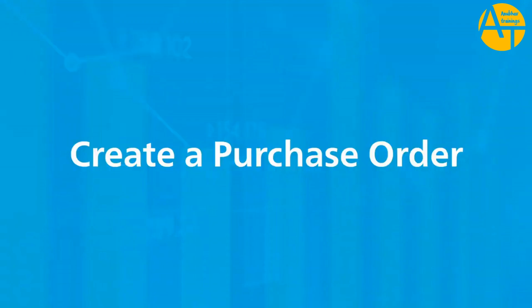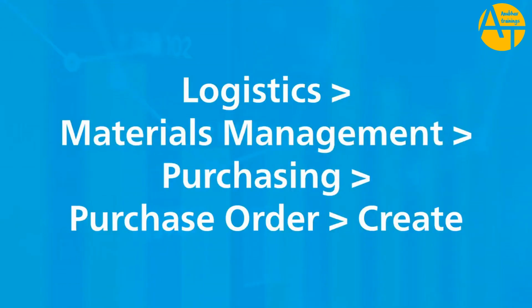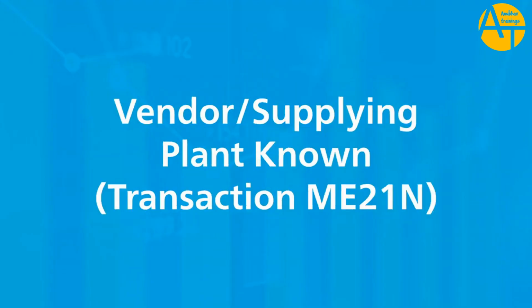To create a purchase order, you can follow this application menu path. You can select one of the following possible options to create a purchase order. If you know both the vendor from whom you're buying the material and the plant for which you're performing the goods provisioning, you use this transaction.